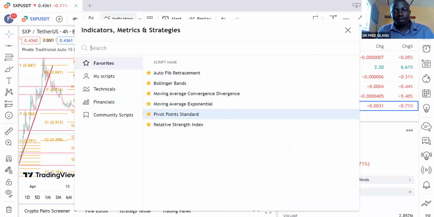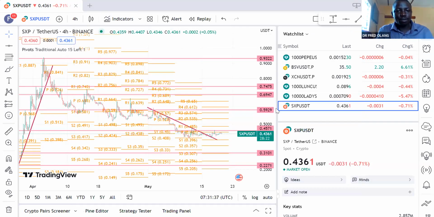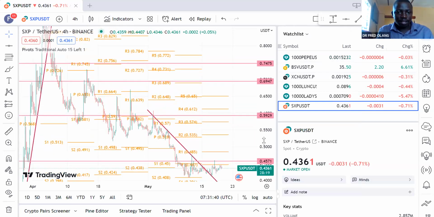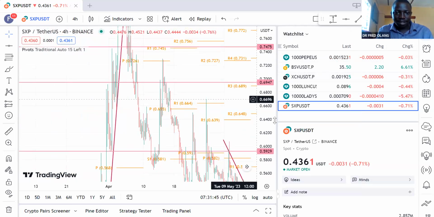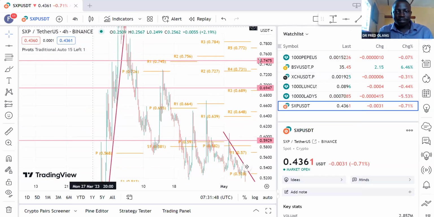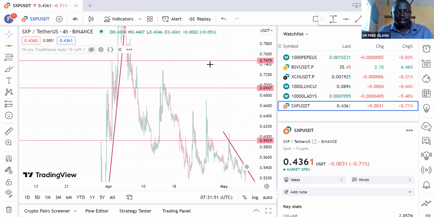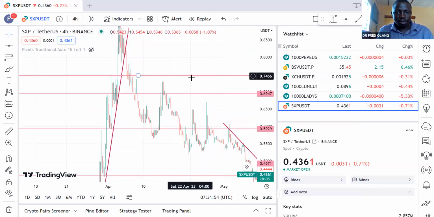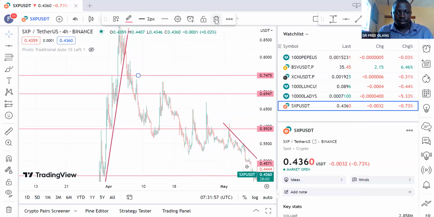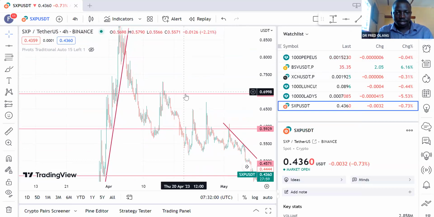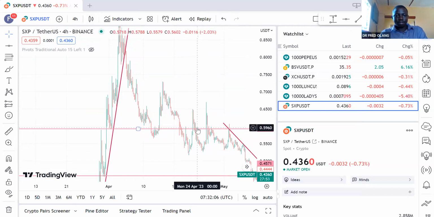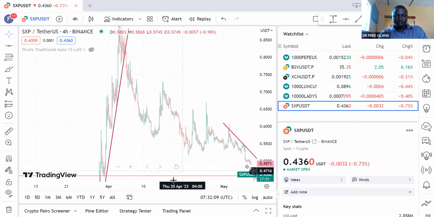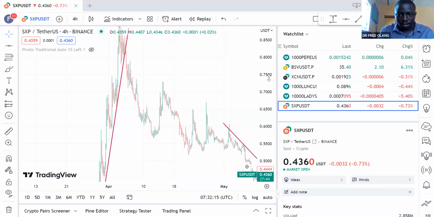You touch on that, pivot point standard. I'm saying it will draw those pivot points for you. Let me first remove mine, and then I'll also show you these ones. Let's delete it so that you can really get a chance to appreciate these pivot points.